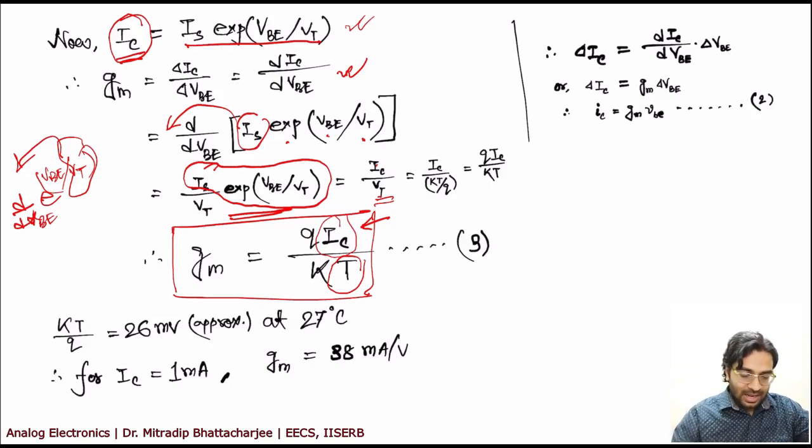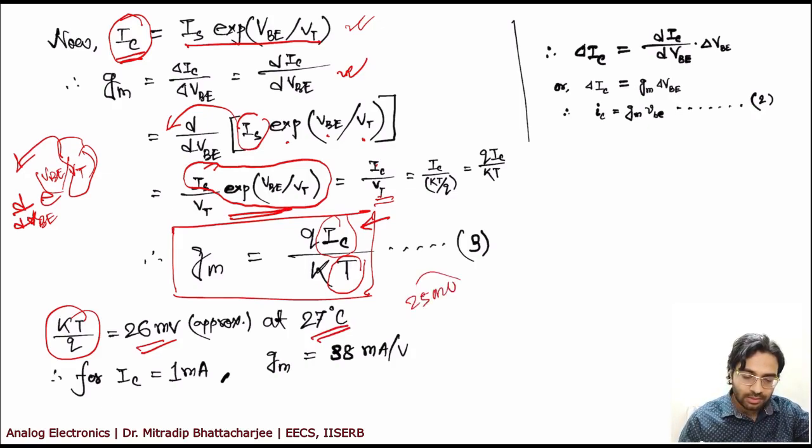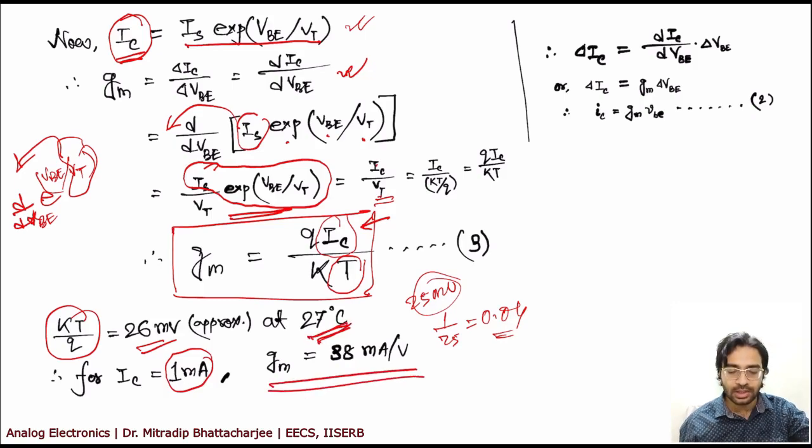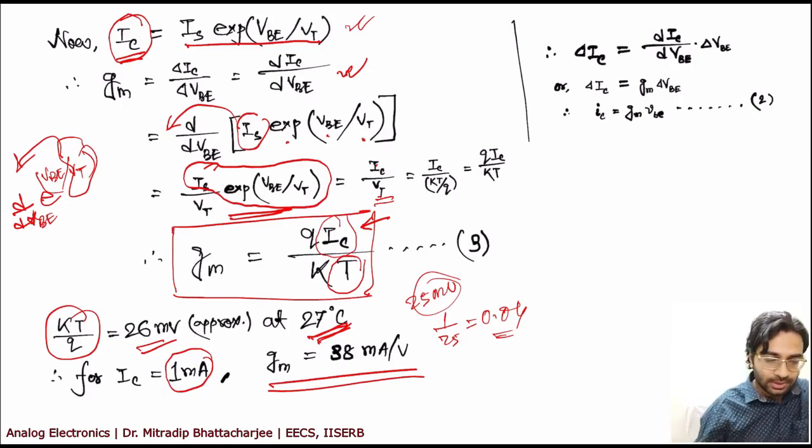Okay, and this KT by Q value, I have said it is 26 millivolt at 27 degrees centigrade, more or less. But for the sake of calculation, you can use 25 millivolt. I said, what is the reason? 25 is a good number, and 1 by 25 is also a good number. It is around 0.04. So many people use 25 millivolts. Okay, so for IC equal to 1 milliampere and T equal to 27 degrees centigrade, you will get a GM value of around 38 milliampere per volt. Okay, so this is what GM is all about.